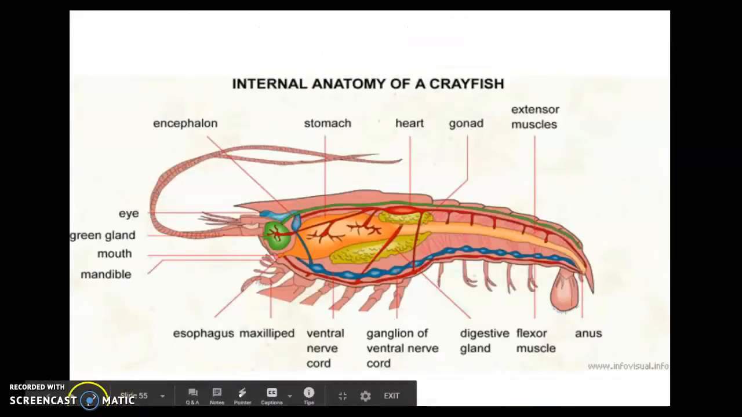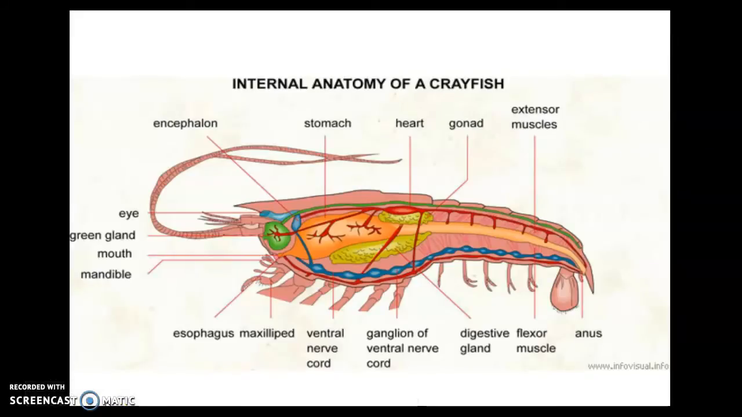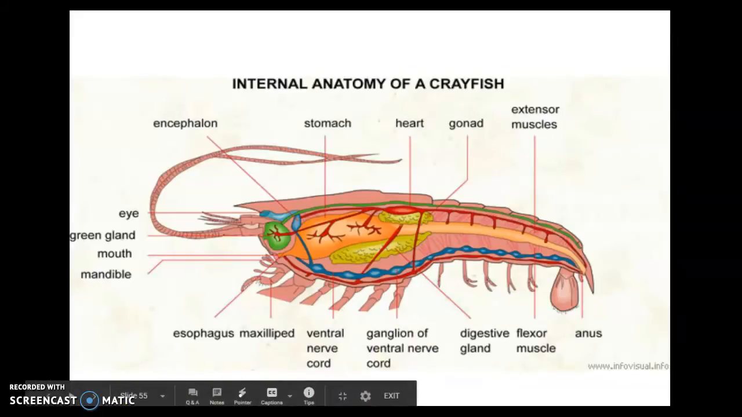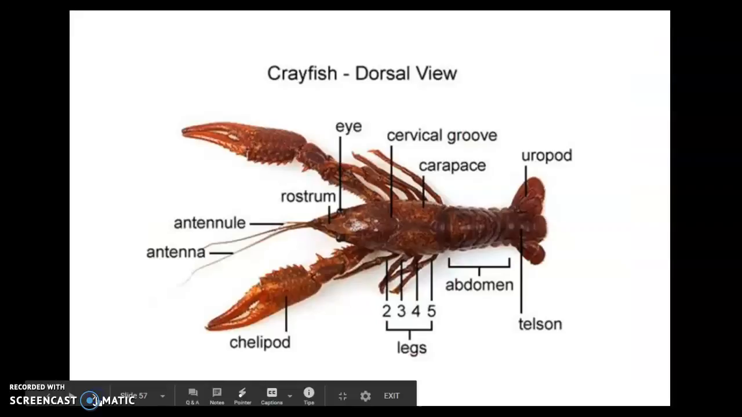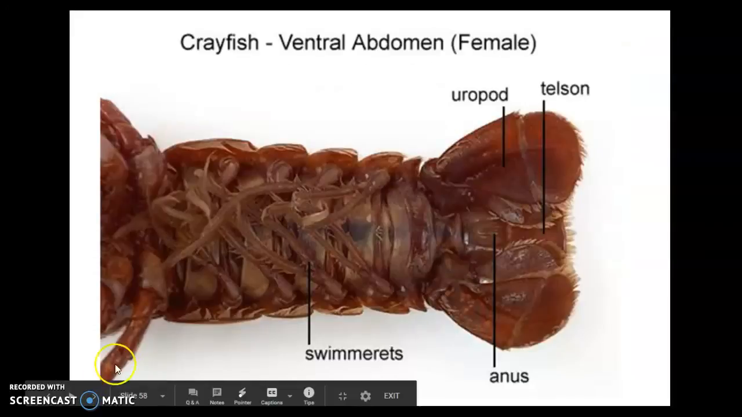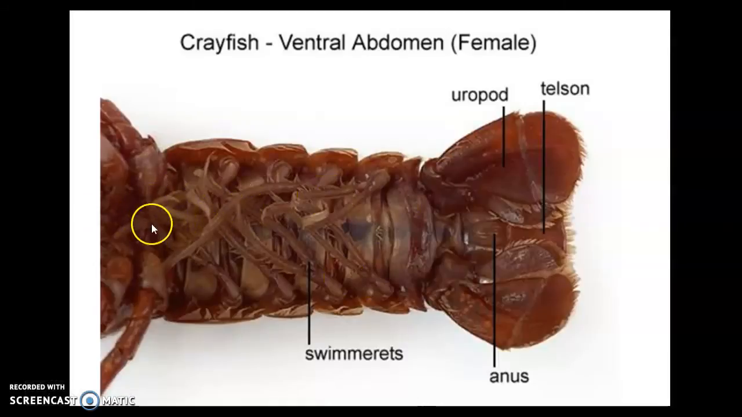This is what their internal parts look like. You can see all the different organs we've mentioned somewhat already. Swimmerets here along the bottom help them swim, and they do swim backwards, and they do walk forward. Swimmerets, this is a female. These swimmerets are soft, they hold the eggs. In a male, there would be two big swimmerets here that would be used to insert sperm.